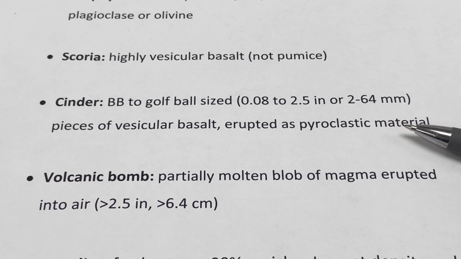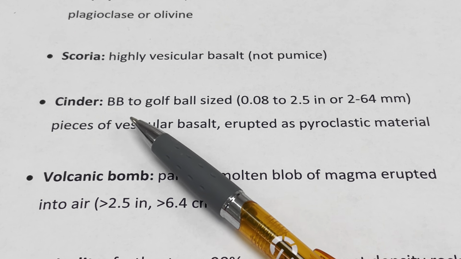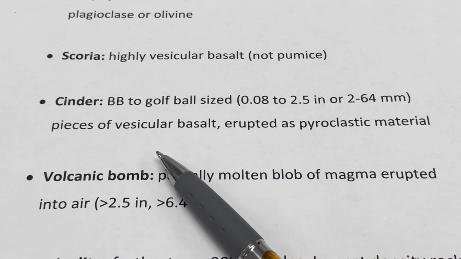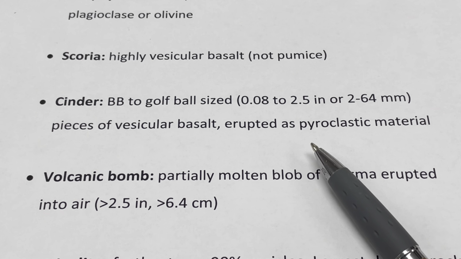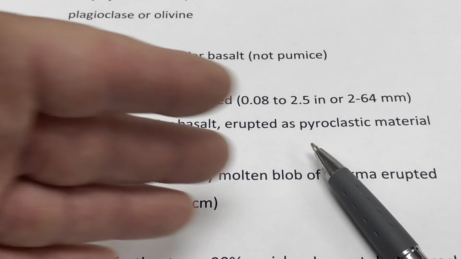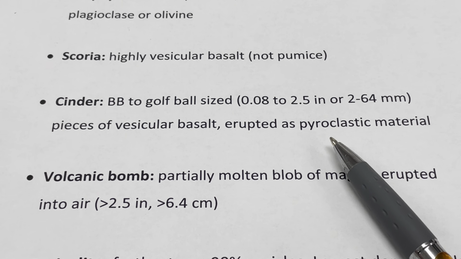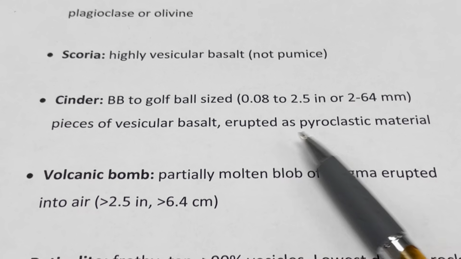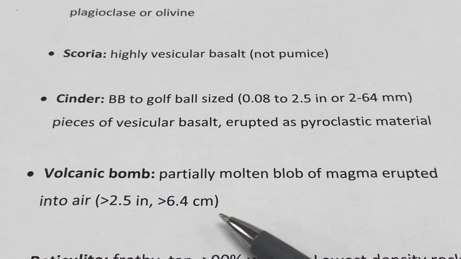Cinders are commonly associated with basalts. These are somewhat small, BB to golf ball size. Here's the inches and millimeters here. Pieces of vesicular basalt. These are common with cinder cones, hence the name. And these are erupted as pyroclastic material. So volcanoes that are erupting stuff up into the air, there's enough gas that it's able to push the material out of the vent into the sky, where it falls back down around the vent and accumulates and piles up. So cinders, another variation of basalt.